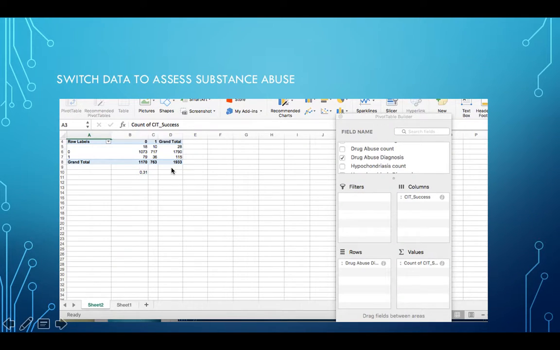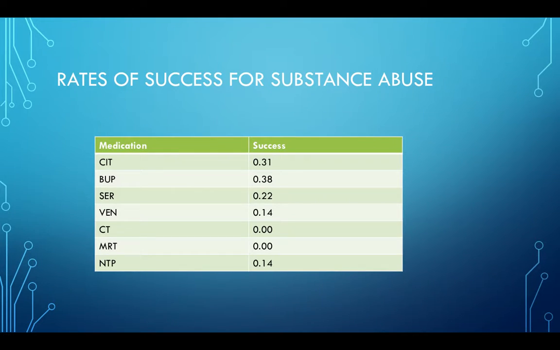So now we're going to address substance abuse. We're going to change the row name from generalized anxiety disorder diagnosis to drug abuse diagnosis. You're going to make sure that you uncheck generalized anxiety diagnosis, and you're going to repeat the same process with each drug so that you can get the results for substance abuse success rates. And so here are the results that I got for the success rates for substance abuse.